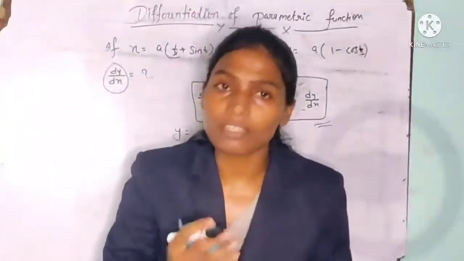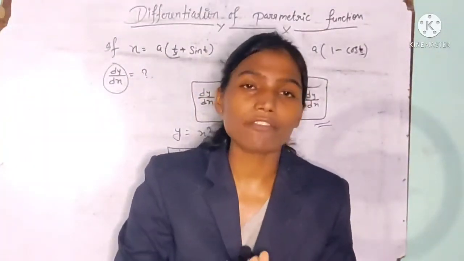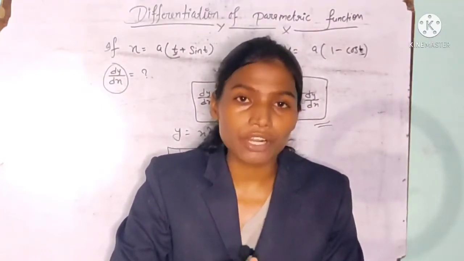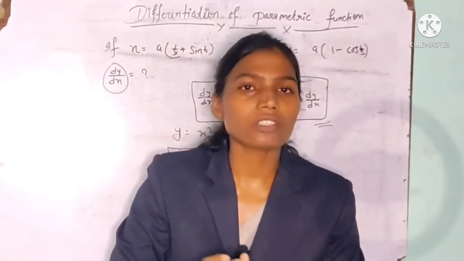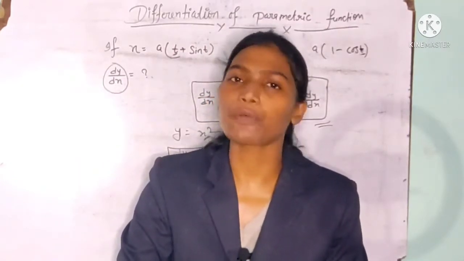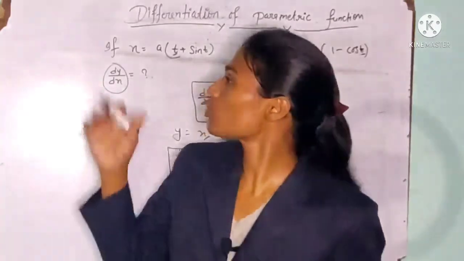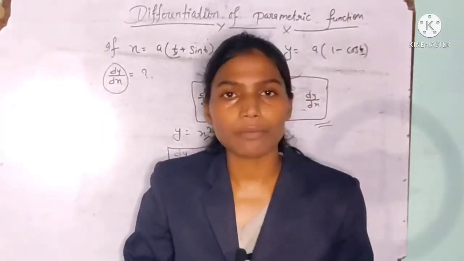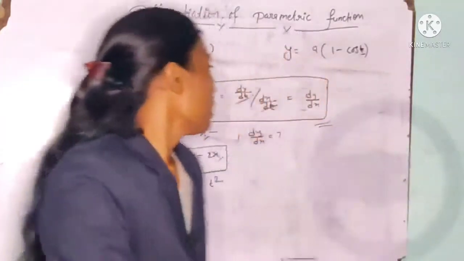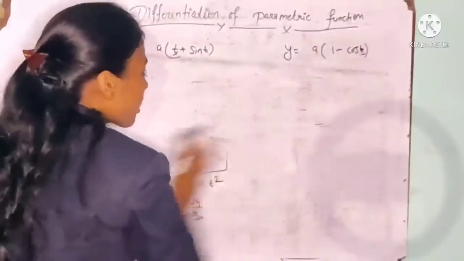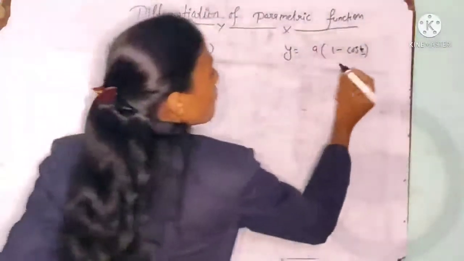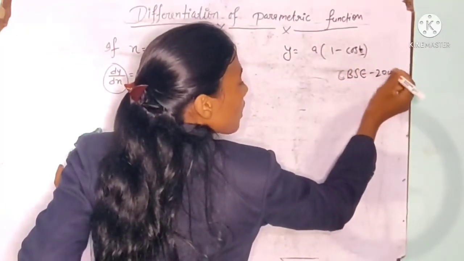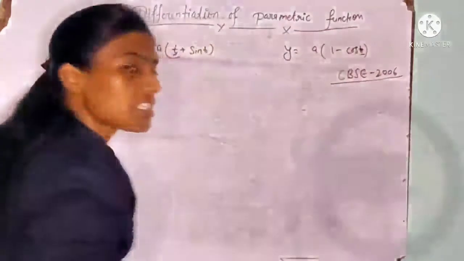So I hope you understand how to find the differentiation of parametric functions and how to recognize, otherwise figure out, the variable of these two functions, right? Next we can solve this example and learn. This is the best way to find the derivative of a parametric function. This is a very important question, and it was asked in the CBSE board exam, CBSE 2006.